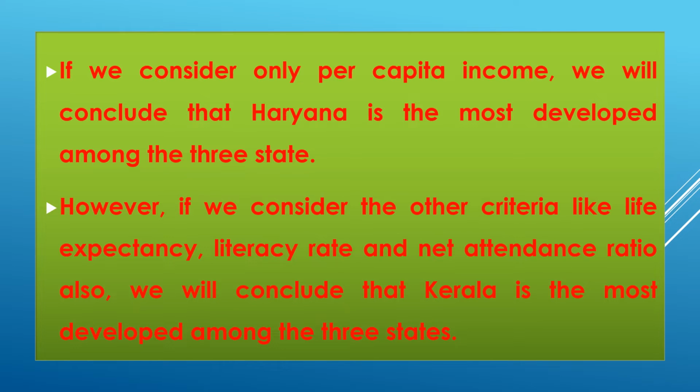Now, what is the analysis of the previous table? If we consider only the per capita income, we will conclude that Haryana is the most developed among the 3 states. However, if we consider the other criteria like life expectancy, literacy rate, net attendance ratio also, we will conclude that Kerala is the most developed among the 3 states.